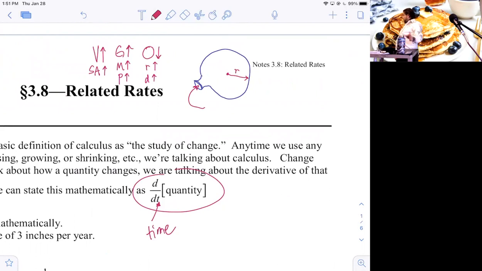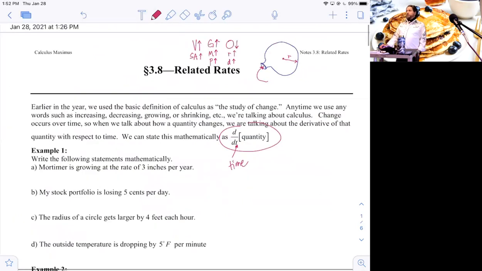At any given moment in time, we could talk about how these quantities are changing. Now, because most of the equations that we're going to be talking about are not going to have the variable t in them, we're still going to be differentiating with respect to time, so we're going to have to do it implicitly. One of the main things in this section is reading a verbal description of a situation and then assigning a mathematical value to it.